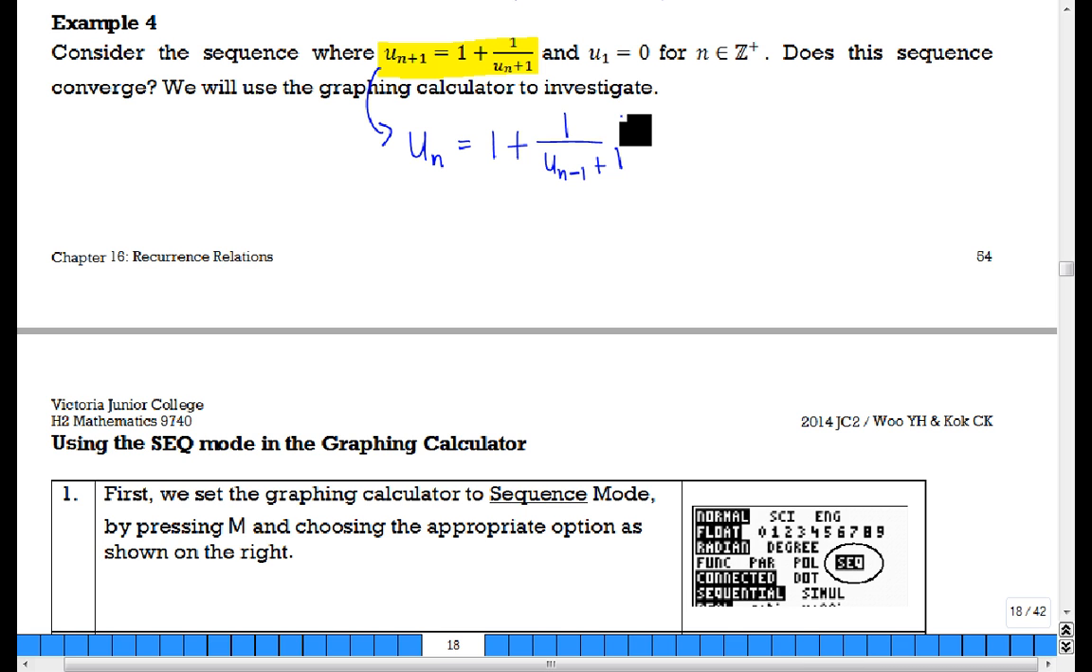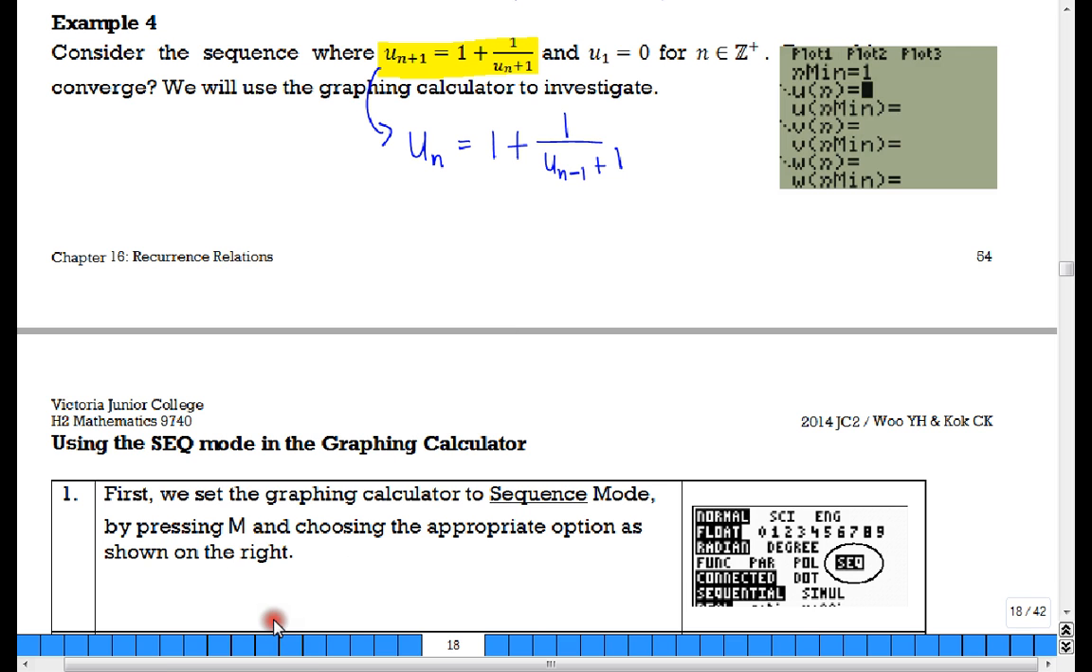These two recurrence relations are equivalent. I repeat, these two recurrence relations are equivalent. Whether you write it this way or that way, they are exactly the same. Why do I have to write it in blue? Because the GC forces us to write it like that. Correct? The GC forces us to write un in terms of un minus 1.